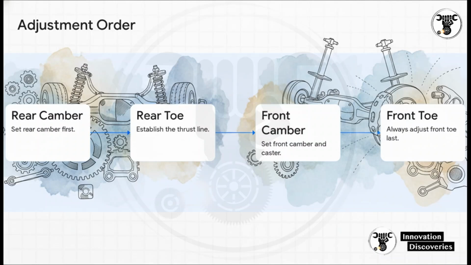So the crucial point here is the exact adjustment order. Start at the rear with camber, then set the rear toe. Move up to the front to set camber and caster, and your front toe is always, without exception, adjusted last.